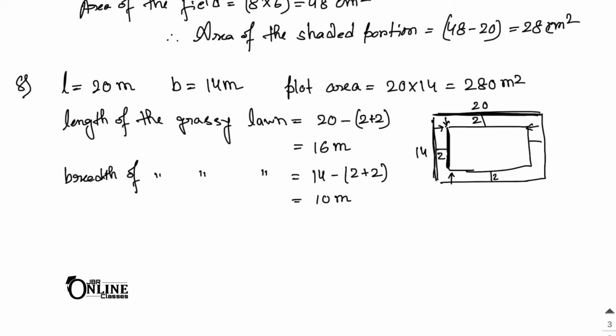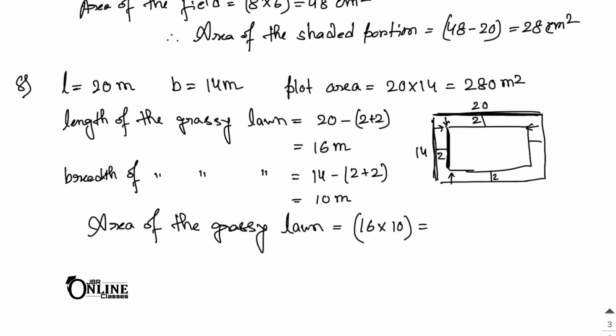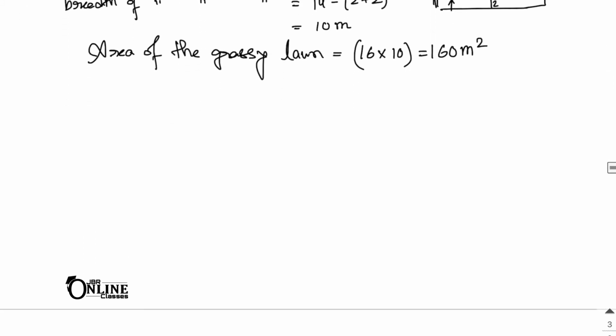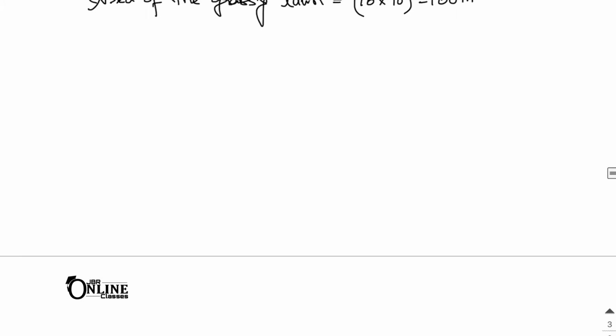Okay, so the area of the grassy lawn equals 16 into 10, that equals 160 meter square. It's your final answer. Now next one, sum number 9.